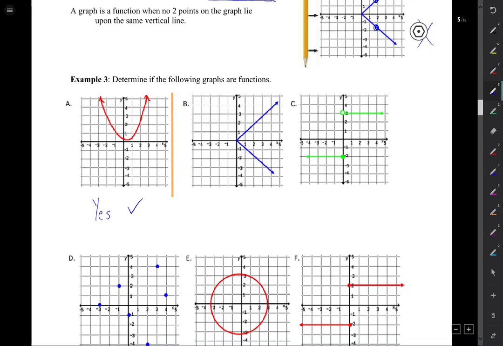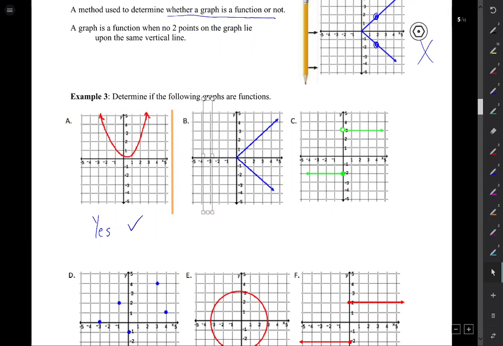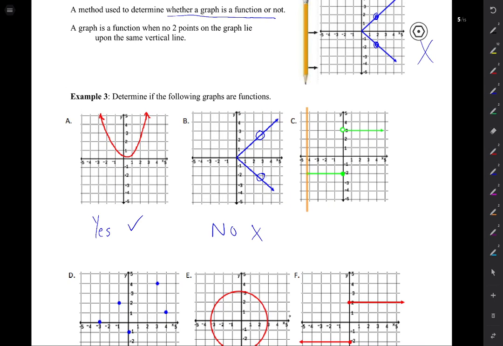So let's try it with the next one. Well, the next one is just the one we did at the top of the page. So if we run our vertical line along that graph, eventually it's going to touch 2 points. So it touches here and it touches over here. And because of that, this is not a function. Now this next one's a little bit trickier because there's something new with it.